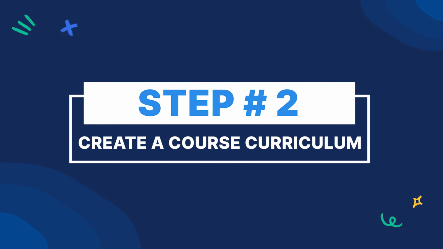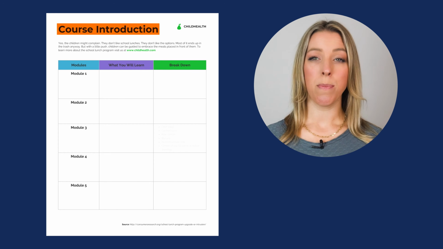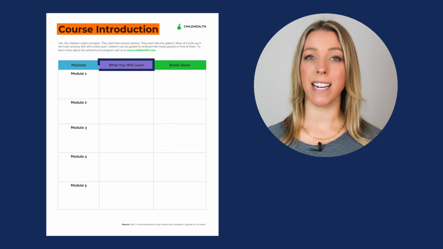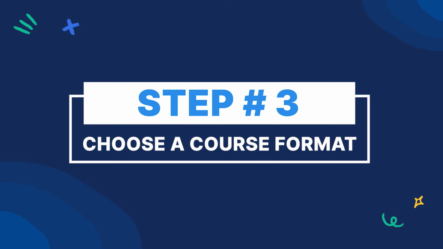Step 2, create a course curriculum. Create a course curriculum structure that is both simple and easy to understand. Begin with an introduction and then integrate modules. Providing each module with a concise title can be beneficial for the audience to understand what they can learn in each particular module. Step 3, choose a course format.